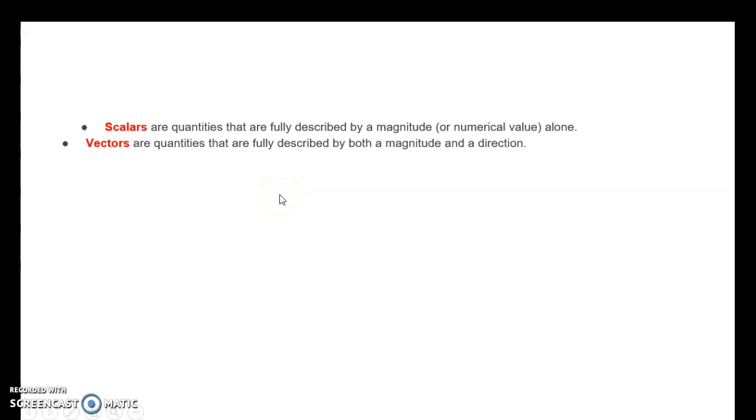Two terms that come up again and again during the study of physics are scalars and vectors. A scalar is a quantity that is fully described by its numerical value, or what we call a magnitude. A vector, on the other hand, is a quantity that is fully described by both a magnitude, a numerical value, and a direction. These directions can be something as simple as up, down, left, right. They can be north, south, east, west. They can be 30 degrees north of east. So they can get really specific, or they can be pretty simple. But vectors have a direction, scalars do not, and that's the main difference between those two terms.